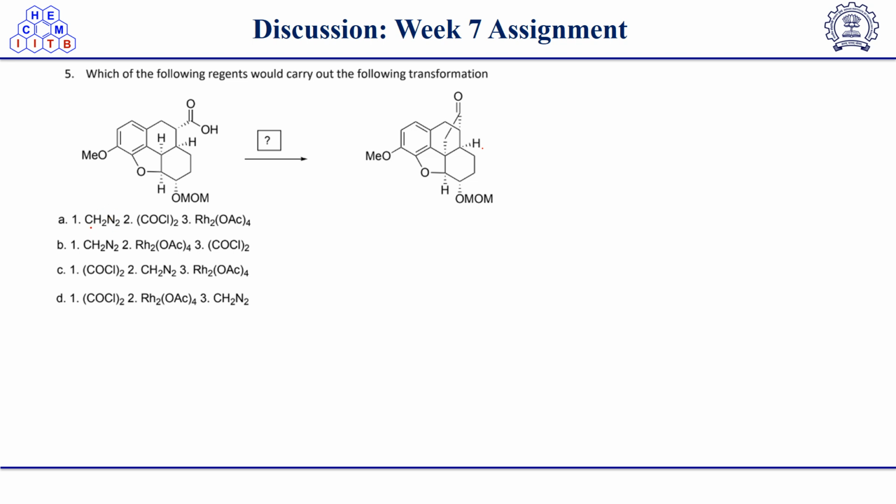The first option is first treating with diazomethane, then oxalyl chloride, and then dirhodium tetraacetate. In option B, first diazomethane, then dirhodium tetraacetate, and then oxalyl chloride. Option C, first oxalyl chloride, then diazomethane, then dirhodium tetraacetate, and in option D, oxalyl chloride, dirhodium tetraacetate, and diazomethane. So these four options have the same three reagents: diazomethane, oxalyl chloride, and dirhodium tetraacetate. But we have to identify the correct sequence of these reagents to bring about this transformation.